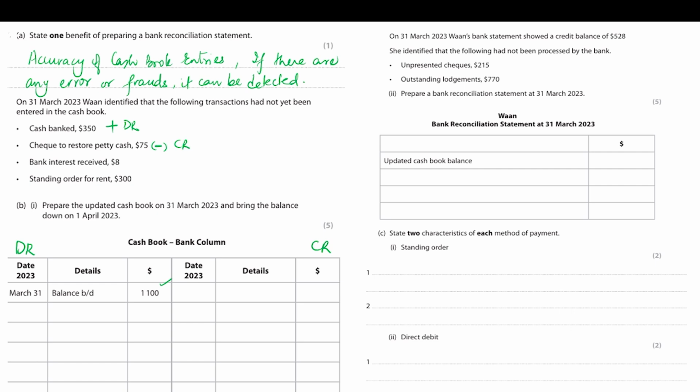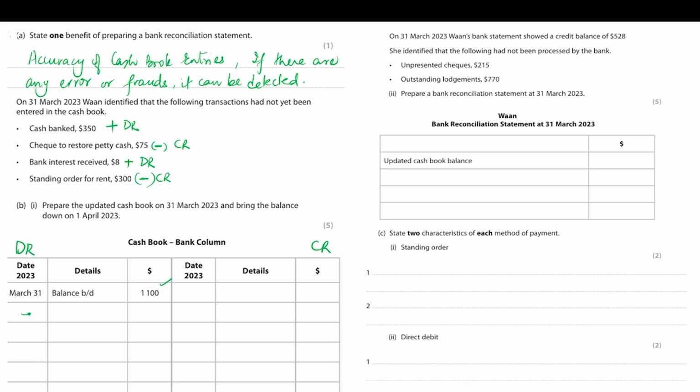Bank interest received. Money has come into the bank directly, so this should be added up. That means we debit the cash book. Standing order for rent 300. There is a rent standing order. It's an expense, so we write it on the credit side. Okay, let's complete it fast.